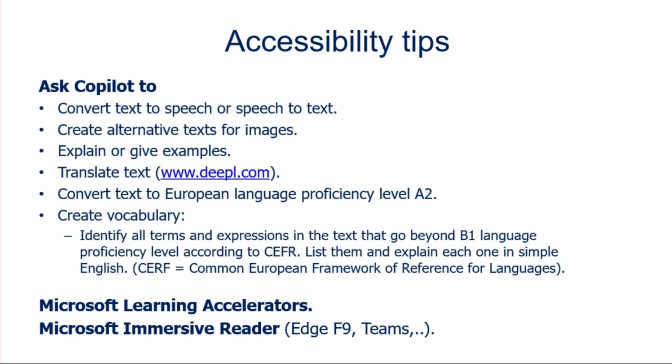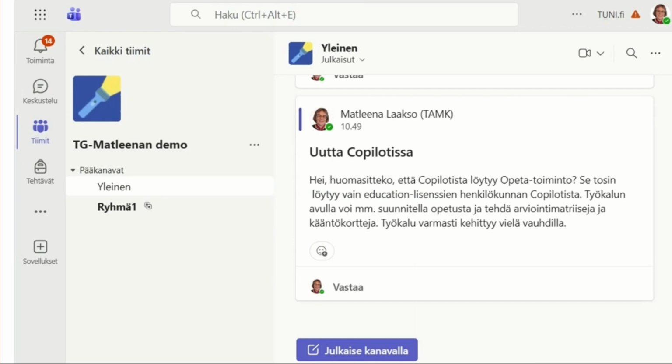It is good at translating text, but DeepL is even better. And because DeepL is designed for translating, it's using much less energy than Copilot when translating text. You can also convert text to a certain language proficiency level. If you are working as a teacher, it's good to get to know these learning accelerators as well as the immersive reader. This reader can be found from Edge browser, from Teams, Word, many Microsoft tools, and also partners of Microsoft. And here's an example how it works in Teams.